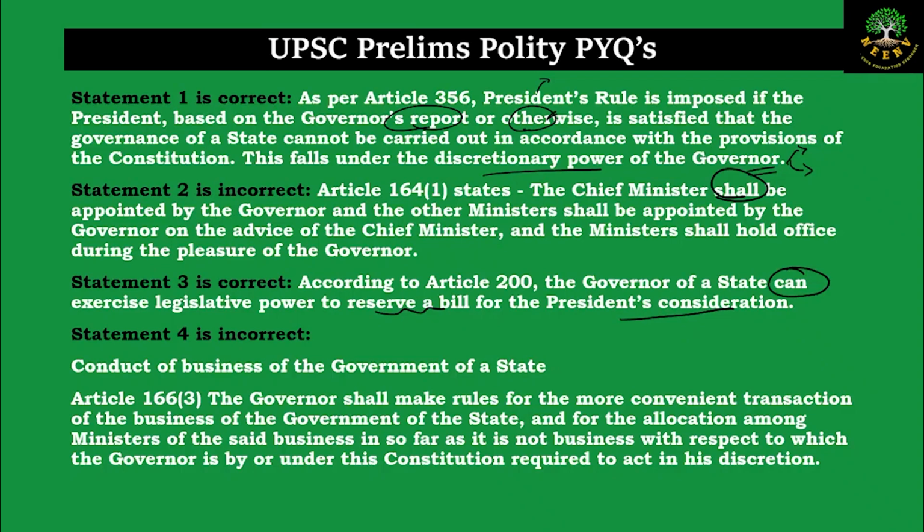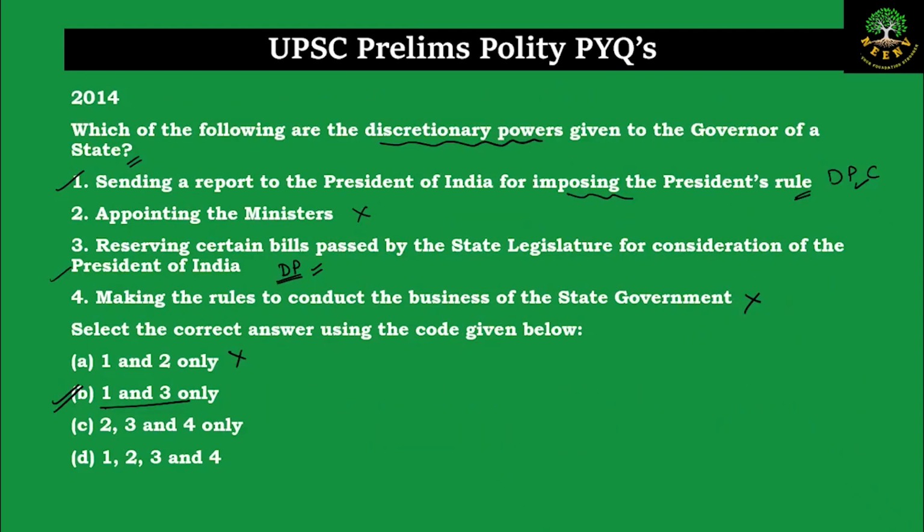And statement 4 is incorrect again, because Article 166 talks about the conduct of business of the government of a state. And Article 166 clause 3 says the governor shall make rules for the convenient transaction of the business of the state and for allocation of ministries among different ministers. So because the word "shall" is used when it comes to appointing the ministers and making the rules, they are not discretionary powers, they are obligations on him. So hence they both are wrong.